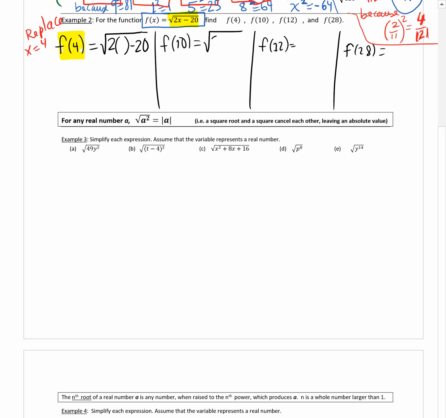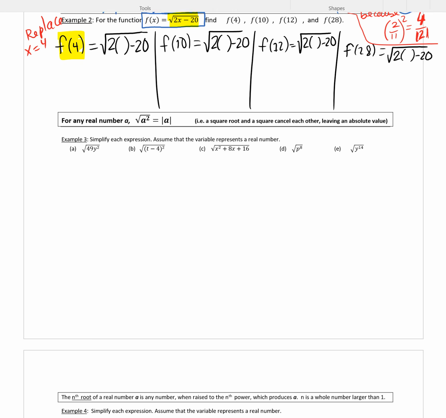Actually, that's how these are all going to look. The square root of 2 times something minus 20, the square root of 2 times something minus 20, and the same thing with this one, the square root of 2 times something minus 20. It's just that the something is changing. In the first one, it's a 4. So I'm asking, what is this thing when x is 4?